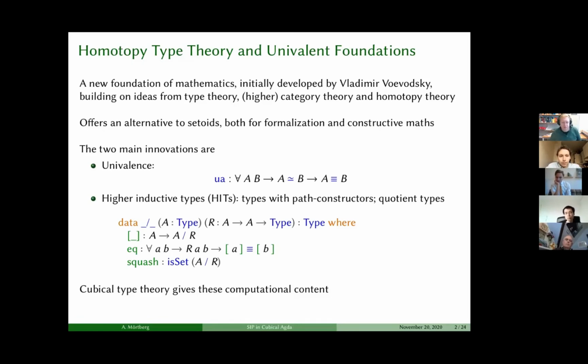So for those of you who are not familiar with homotopy type theory, let me just point to the two main innovations. One is the univalence axiom, which in a slightly simplified form says that for any two types A and B that are equivalent, so you can think of equivalence as just being isomorphism in the sense that you have maps going back and forth that cancel, we get a triple bar equality, or a path, or an inhabitant of the identity type.